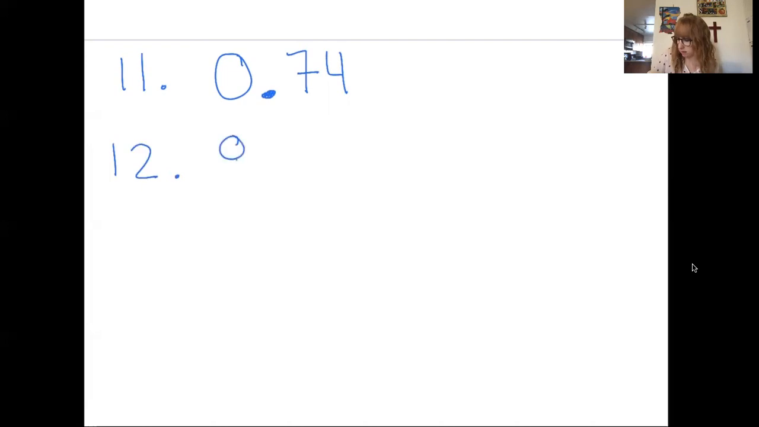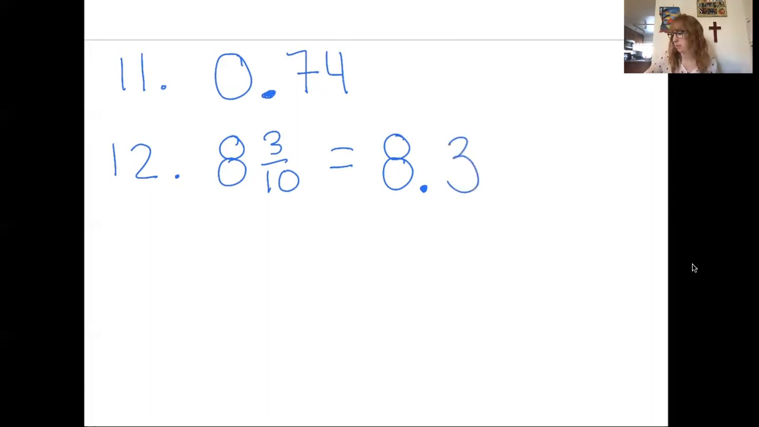Okay, 12, I'll put this one out, 8 3/10. And when we write that as a decimal, we start with our whole number, 8, and we put our decimal because the fraction is the decimal part of that number, and we have 3/10, and we can write it like this or like 8.30. Either way is just fine.